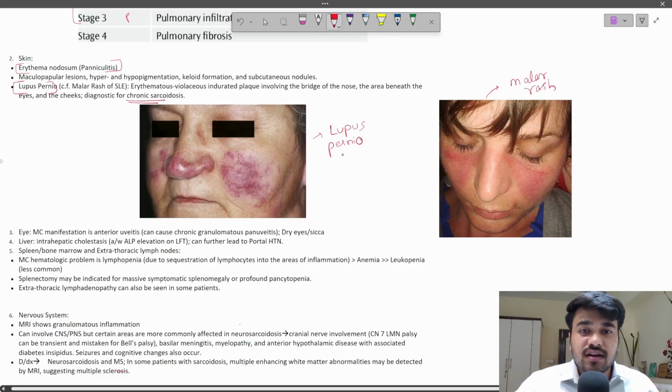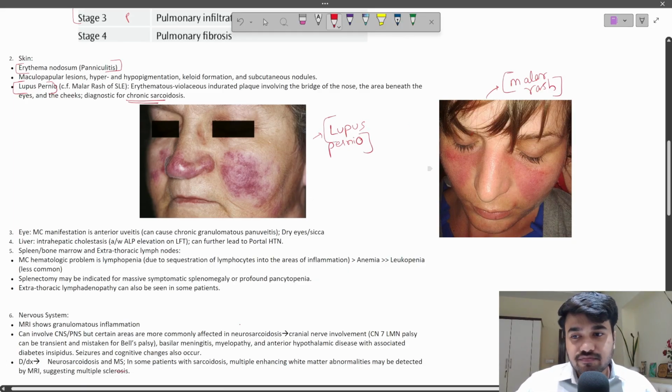So you might get confused. So you must know how to differentiate between lupus pernio and malar rash. As you can see, lupus pernio is more of a violaceous rash, while malar rash is erythematous, right? Lupus pernio will have a more indurated, raised lesion, an indurated plaque, while malar rash is typically a flat lesion. Also, malar rash has a characteristic nasolabial sparing, as you can see, which may or may not be present in lupus pernio. So that's how you can differentiate between lupus pernio of sarcoidosis and malar rash of SLE.